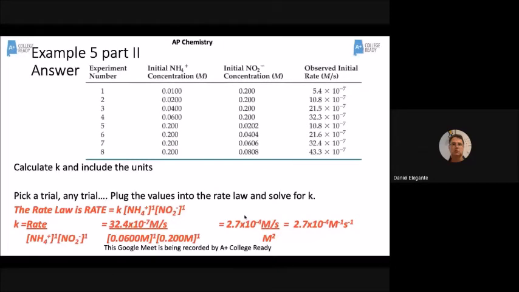Now, you also have to worry about the units of K. And what I encourage my students to do is don't try to do it all at once. Do one math problem where you work out the math. Do the other math problem where you work out the units. So this rate was in molarity per second. These two were molarity. So if you ignore the number, you get molarity per second over molarity squared, and you come up with these units.